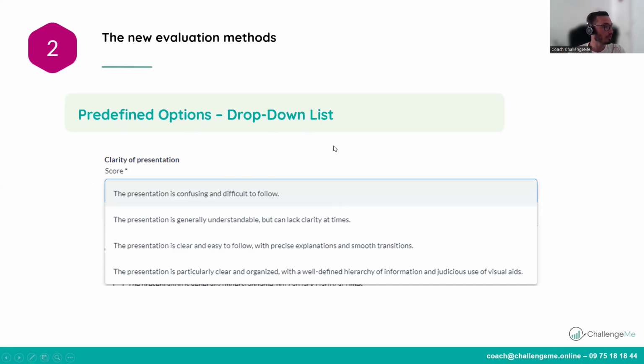You have the drop-down list, which follows the same principle, except that the form is a bit different. Rather than having all the options displayed, you click and get a drop-down list where you can select the most appropriate description. It can be useful when you have a lot of options available, to avoid displaying a long list by default. The student just has to click on the drop-down list to see all the options available.